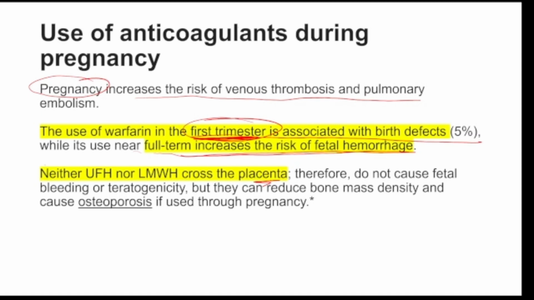Then we talk about the safety profile. Heparin and low molecular weight heparin may cause osteoporosis if used throughout the pregnancy. So we have here the safety profile. If you use warfarin during the first trimester, there is risk of fetal hemorrhage. If you use heparin or low molecular weight heparin, there is a risk of osteoporosis.